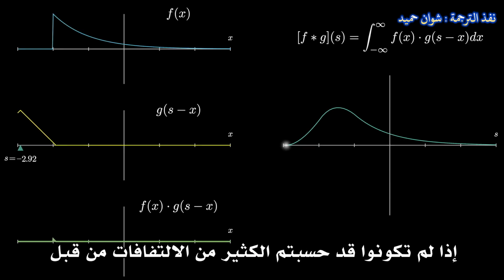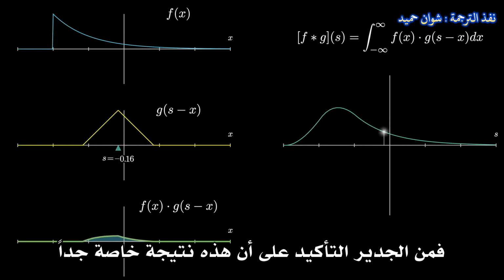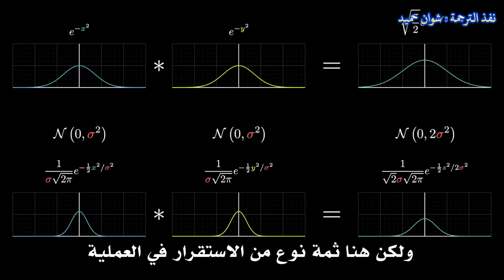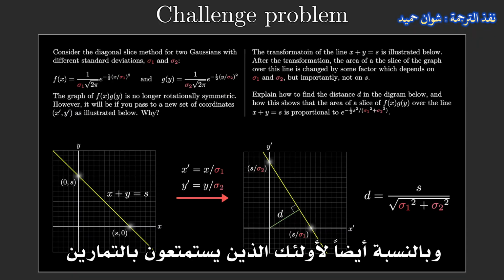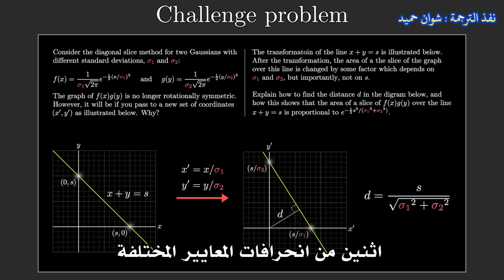If you haven't computed a lot of convolutions before, it's worth emphasizing this is a very special result. Almost always you end up with a completely different kind of function, but here there's a sort of stability to the process. Also, for those of you who enjoy exercises, I'll leave one up on the screen for how you would handle the case of two different standard deviations.